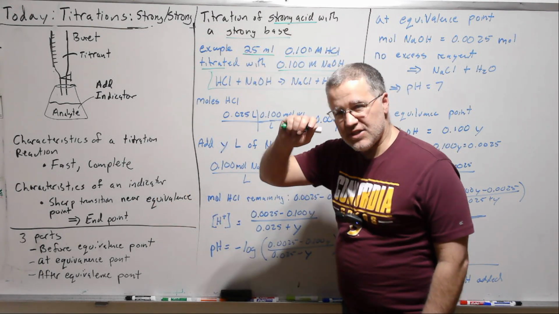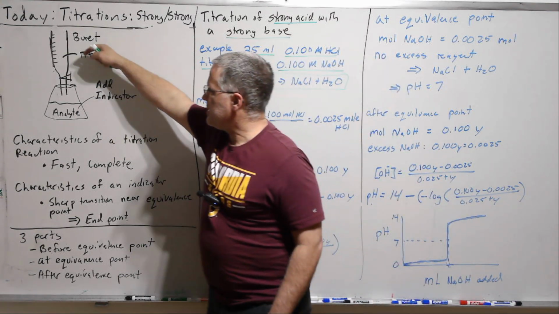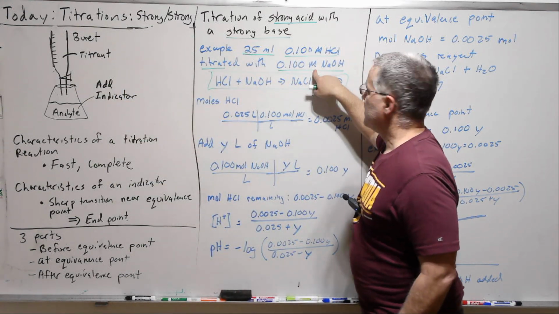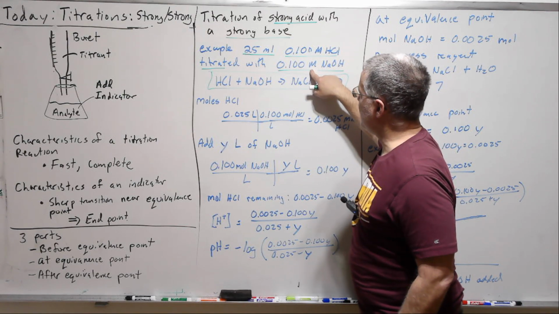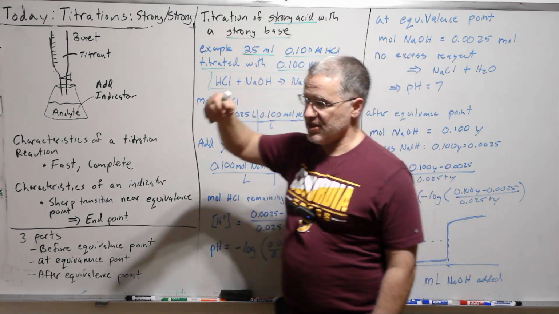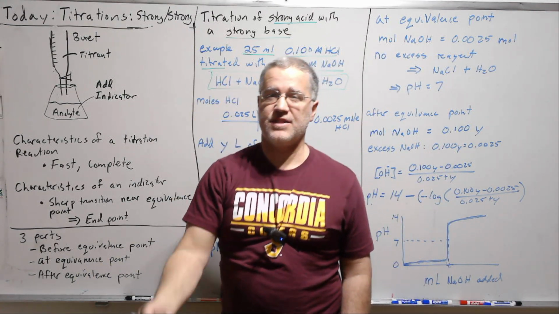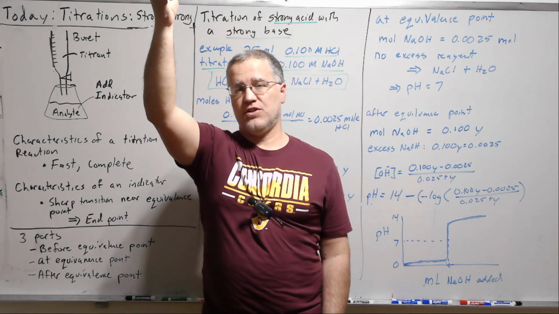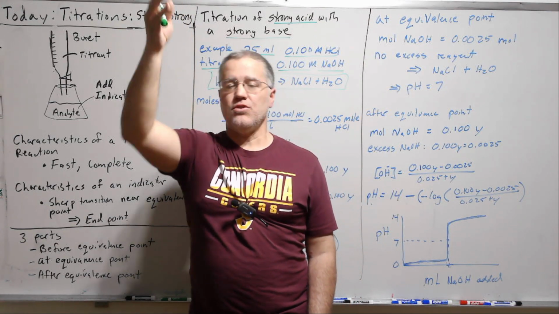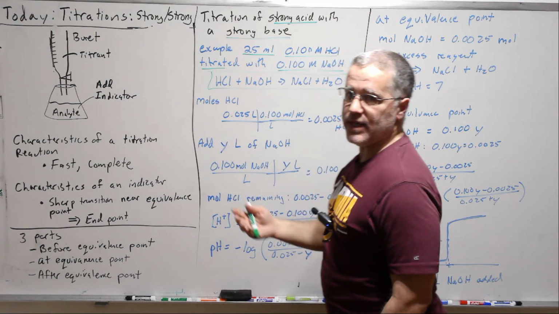And then we add just a little bit more. This is a pretty strong base, so this would be a pH of 13 if it was just itself. So we add just a little more base, that becomes excess, and we should shoot off to a very high pH. So let's go through and see how we calculate that.